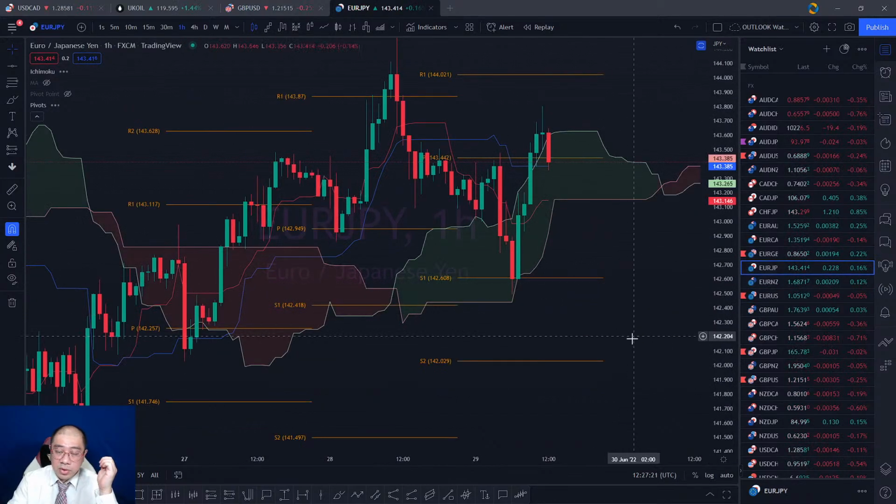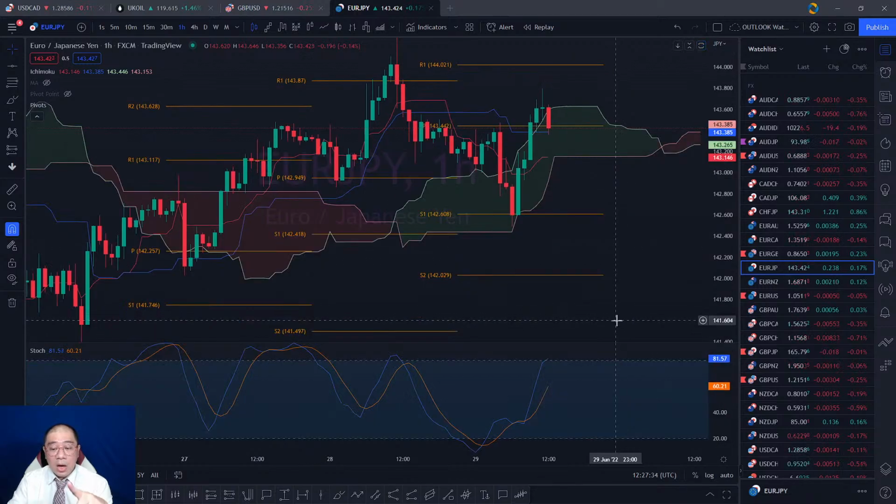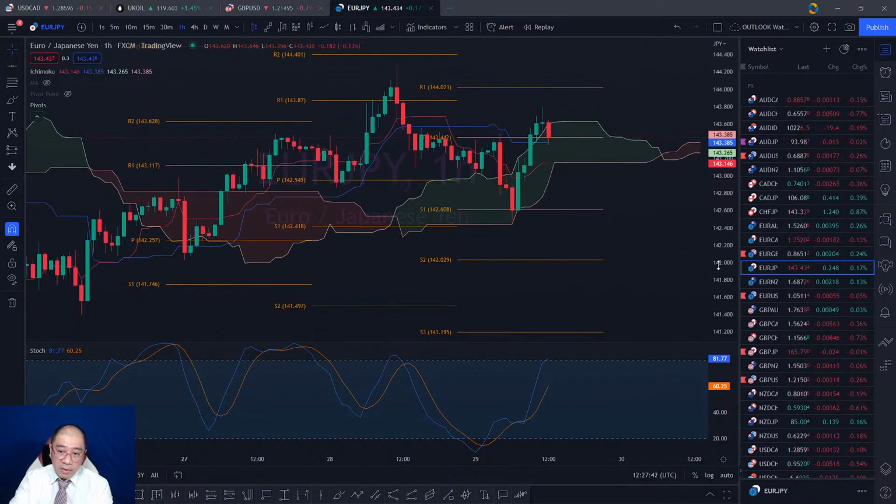Next up is Euro Yen. There was a request on Euro Yen. Euro Yen might want to be a little bit more careful, especially intraday trade. This is actually trading within the Ichimoku cloud, so I don't think this is a great thing to trade right now. The momentum is actually crawling above 80, but it's looking pretty flat, right? This is currently trading above pivot. It could go to 144.